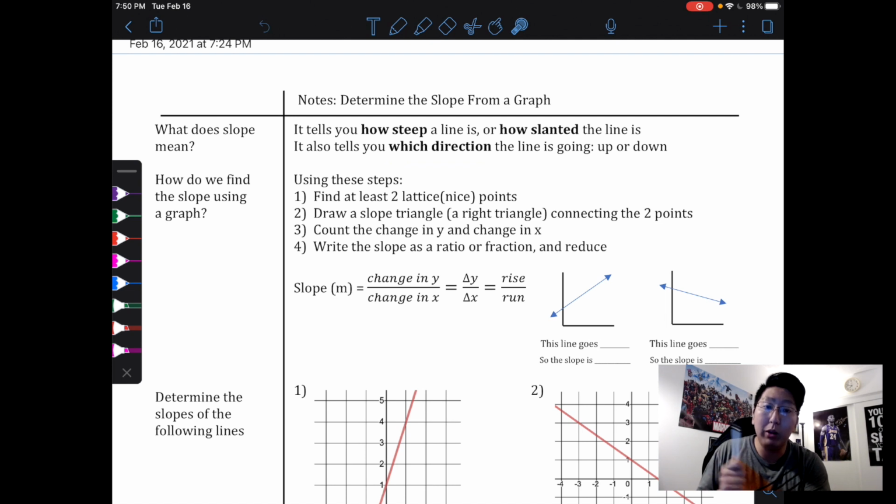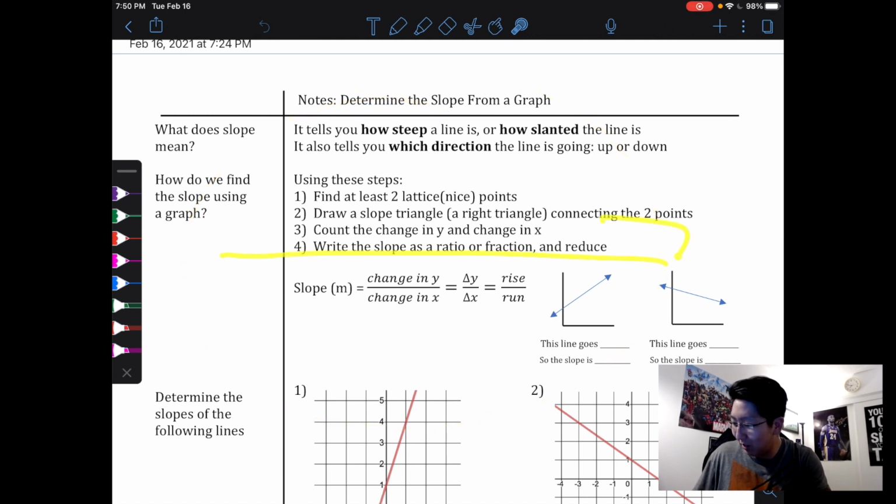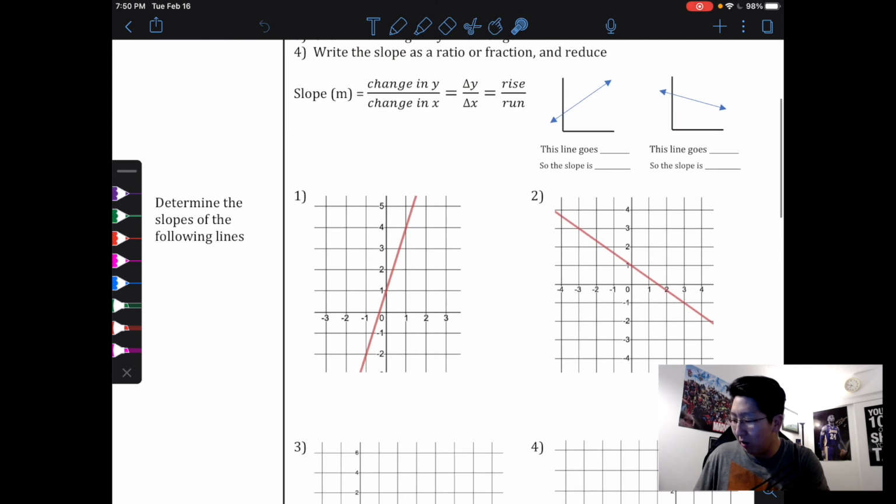And remember, we always read graphs from our left to our right. I know that this is flipped, so I'm going this way, but we read from our left to our right, okay? Just like how you read your words from left to right, we're going to look at our graphs from the left going to the right.